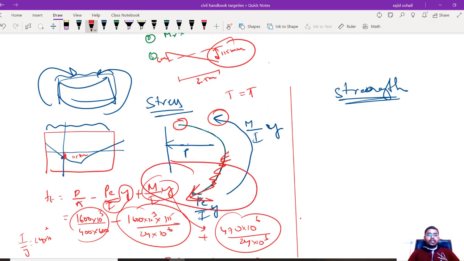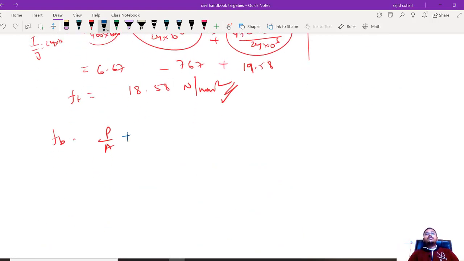What is here? You can clearly see there is an arrow here. Arrow means compressing force. So you will be getting P by A plus P by I into Y, and you can clearly see a tail here because of the moment. Tail means tension, minus M by I into Y. As simple as that. So what is my formula for this? Plus P by I into Y minus M by I into Y. End of story.